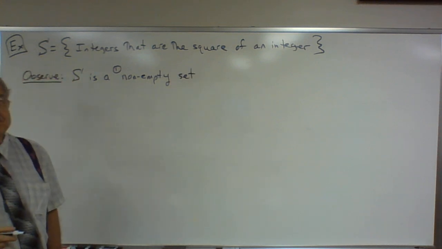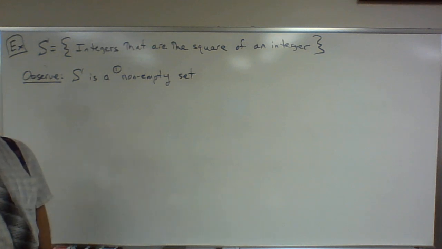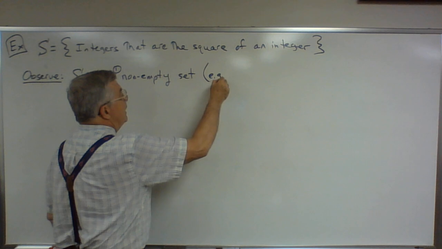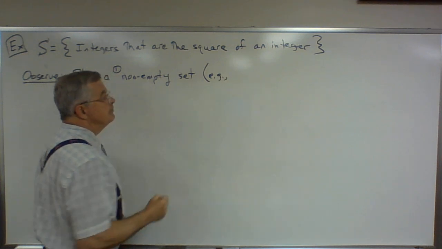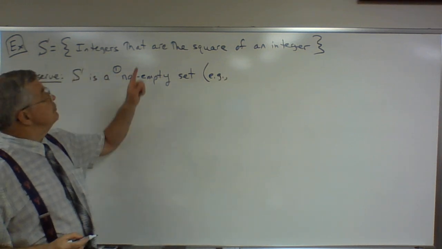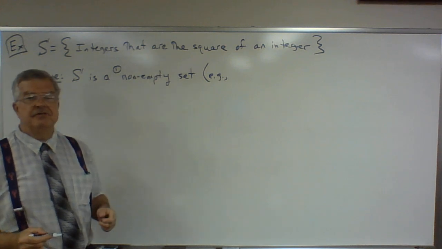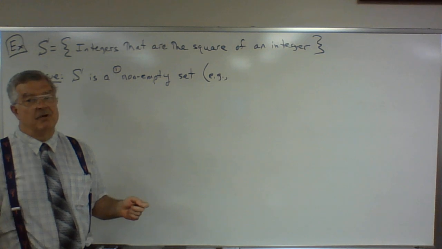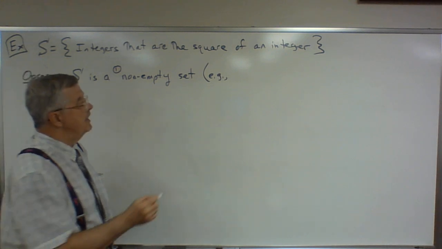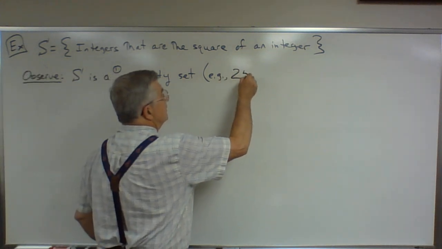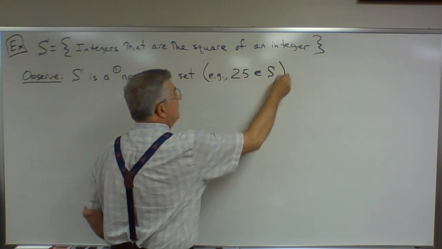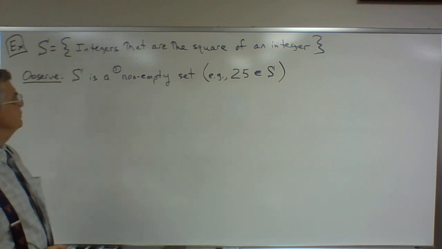First of all, S is a non-empty set. As an example, 25 would be in this set, wouldn't it? Because 25 is the square of both 5 and negative 5. So 25 is an element of the set S.